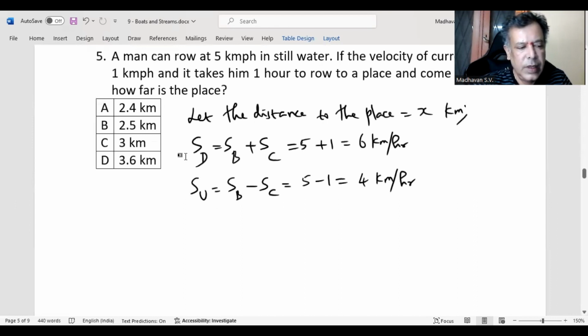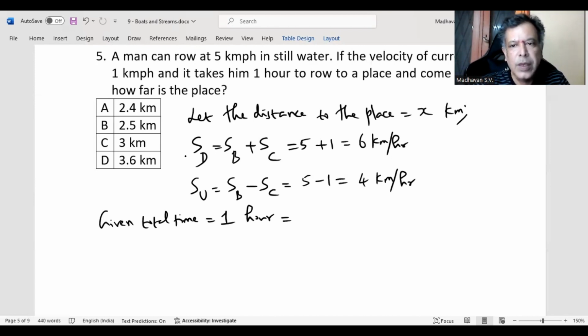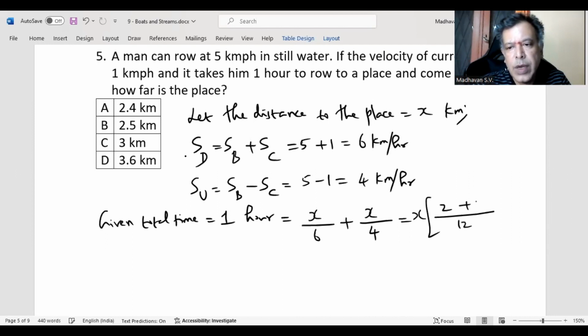Now, given the total time equal to 1 hour, that can be equated with time for downstream and upstream. Distance traveled is x kilometer, downstream speed is 6, and then again x kilometer traveled for upstream, speed is 4 kilometer per hour. So here, x is common. We can take LCM for 6 and 4 as 12. So here you get 2, here you get 3.